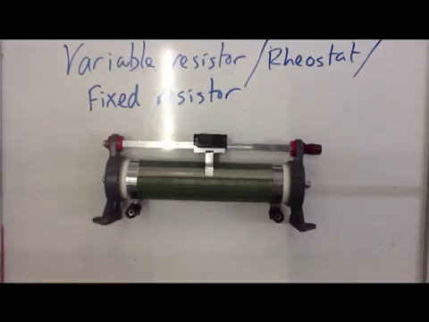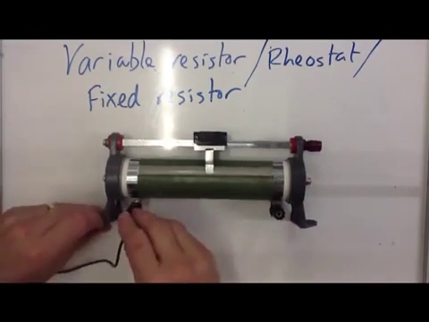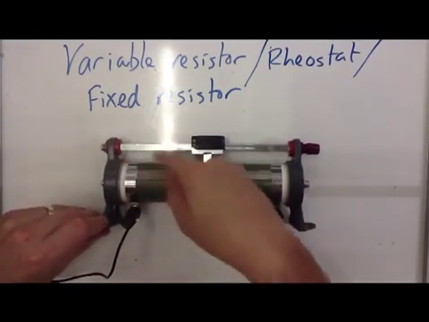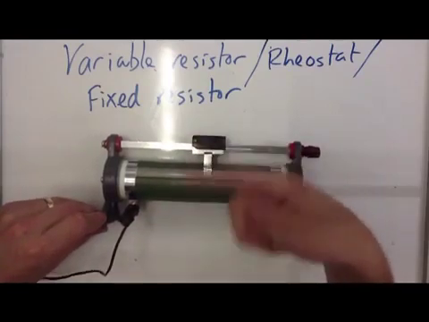we can put the current into one of these terminals here. So let's say it goes into this one, and that current will go through these tiny little wires. It has to go round and round and round the wires.